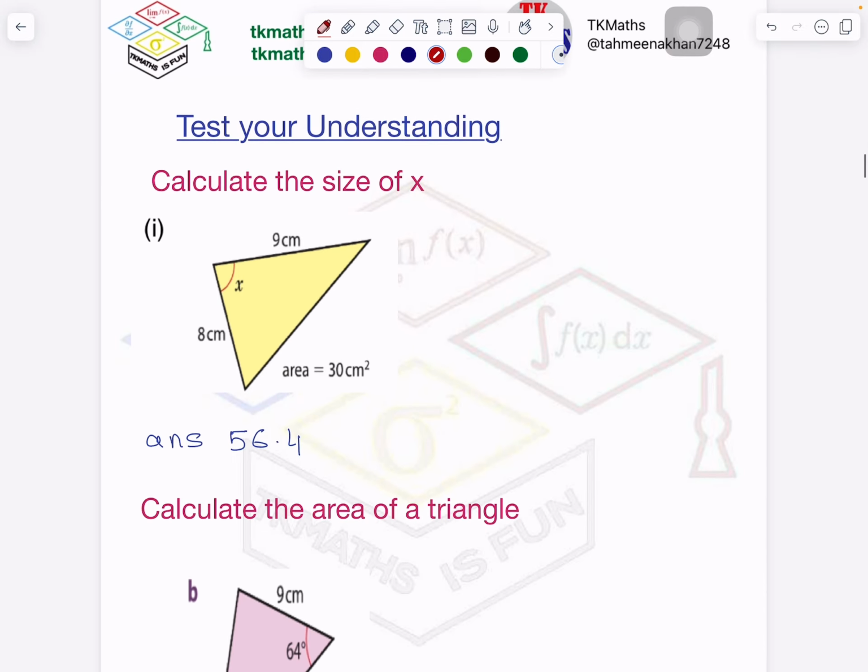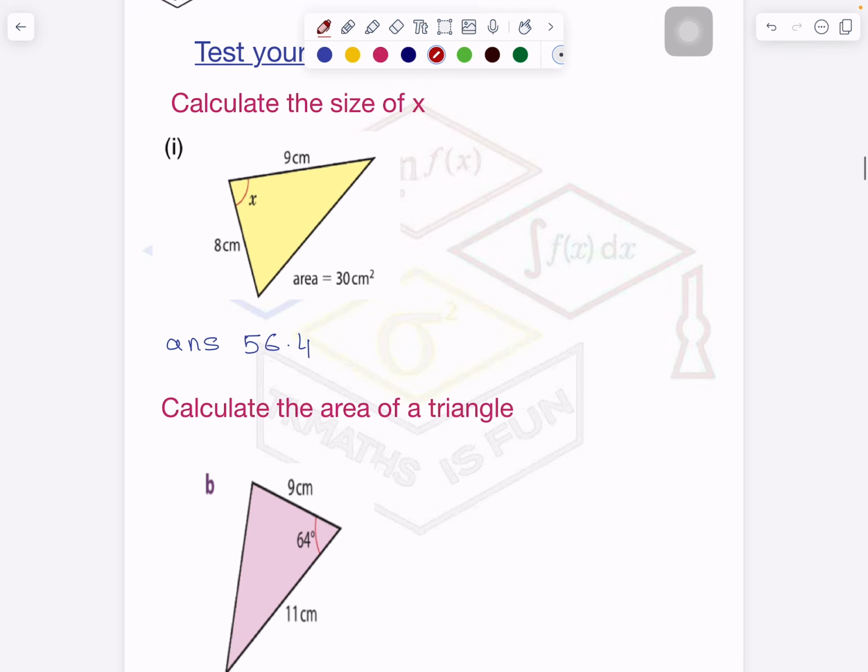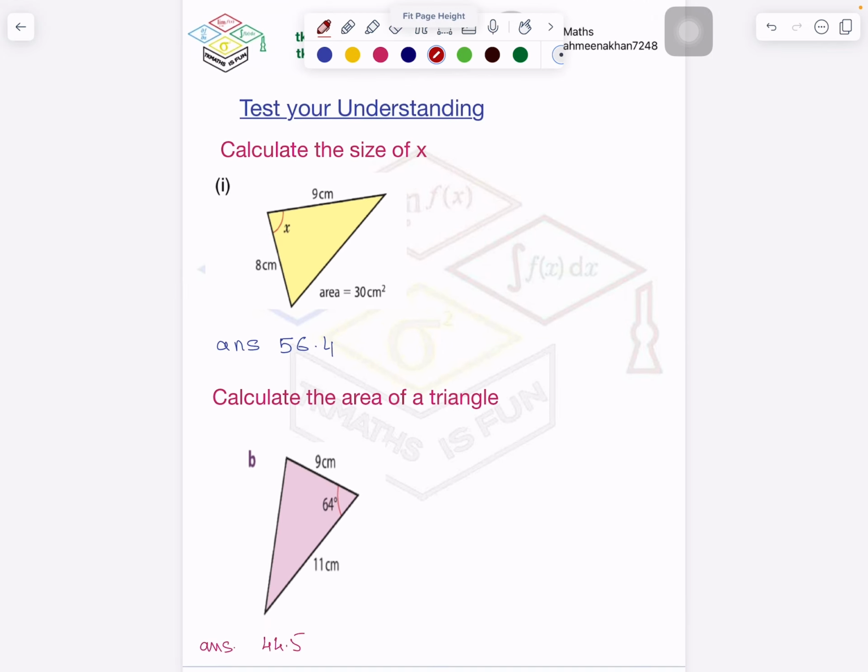Now I have given here 2 questions and it is a test of your understanding. Answers I have written here. The answer of this is 44.5 and this is 56.5. So now it is your time. You try to solve these questions, and if you don't get the answer, if you have difficulty, you can write it in the comments and I will explain it to you.